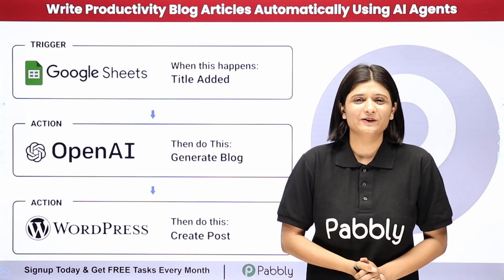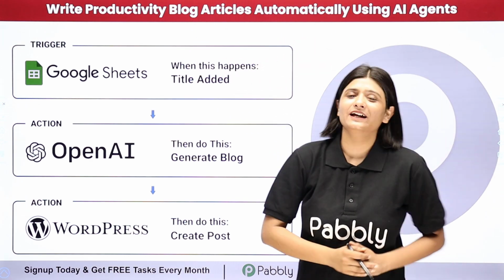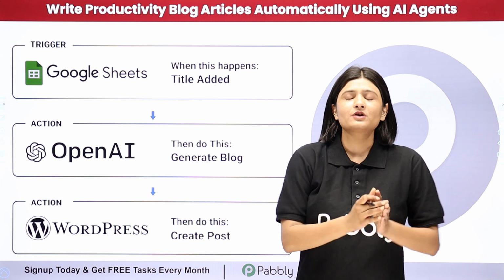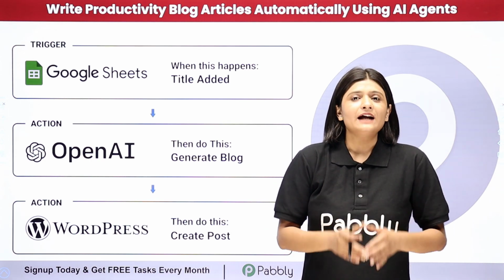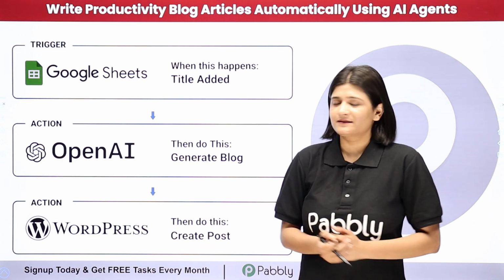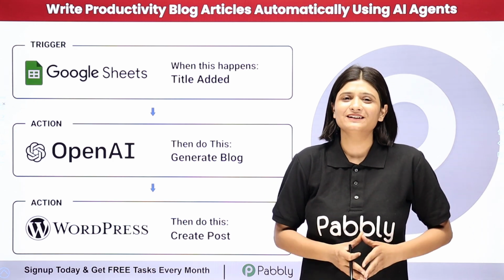In this video, we are going to learn how to write productivity blog articles automatically using AI agent. So let's suppose I'm a productivity mentor online and I want to increase my online presence. For that, I regularly want to post on WordPress. Doing this manually is a very time-consuming task, so I'm completely going to automate this process.